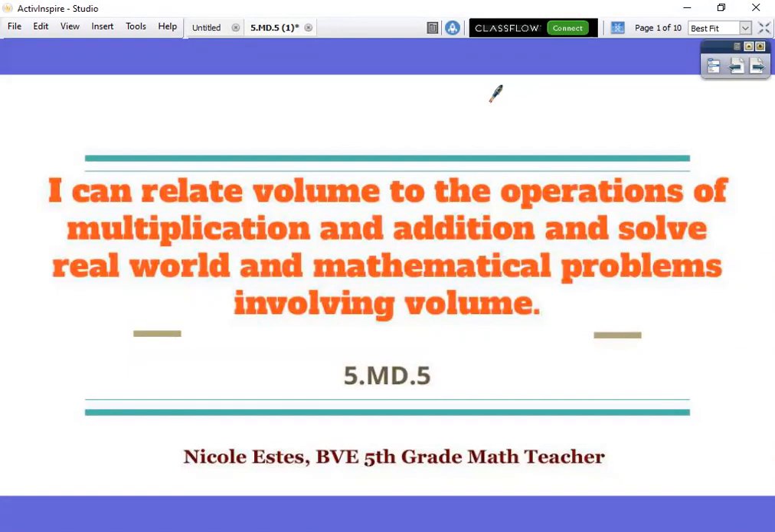Ms. Estes here, and today we're going to talk about volume. Our I can statement for today is: I can relate volume to the operations of multiplication and addition and solve real-world and mathematical problems involving volume.